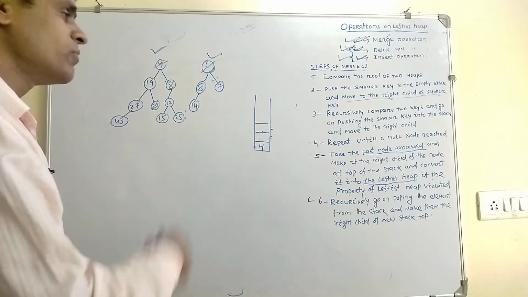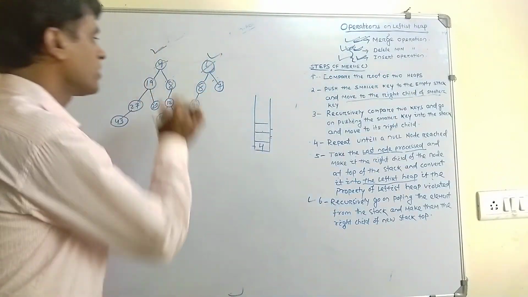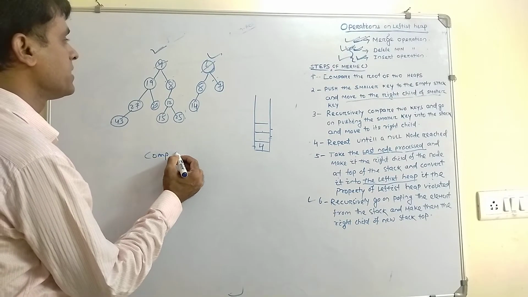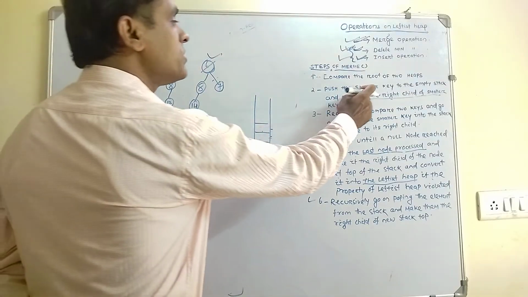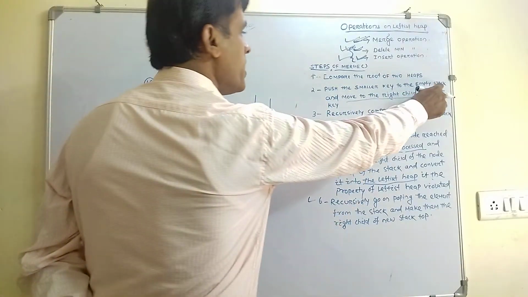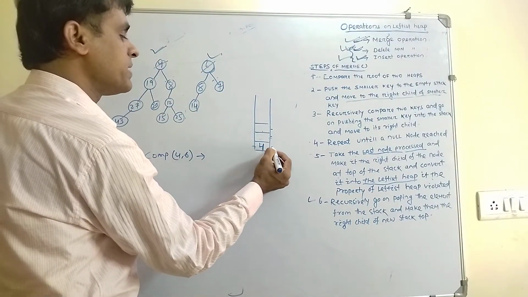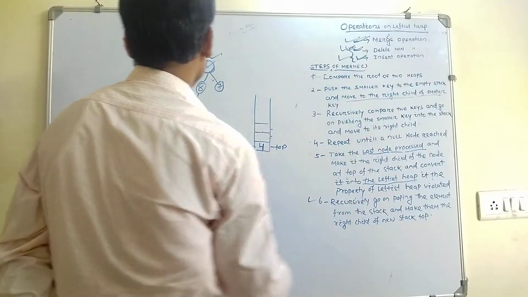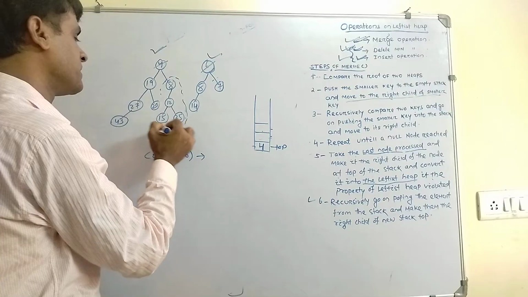First step is to compare the roots of the two heaps. We compare 4 and 6. Who is smaller? Push the smaller key into the empty stack. The smaller key is 4, so you put it into the empty stack. The top will be here. And move to the right child of the smaller key. The right child of 4 is this.